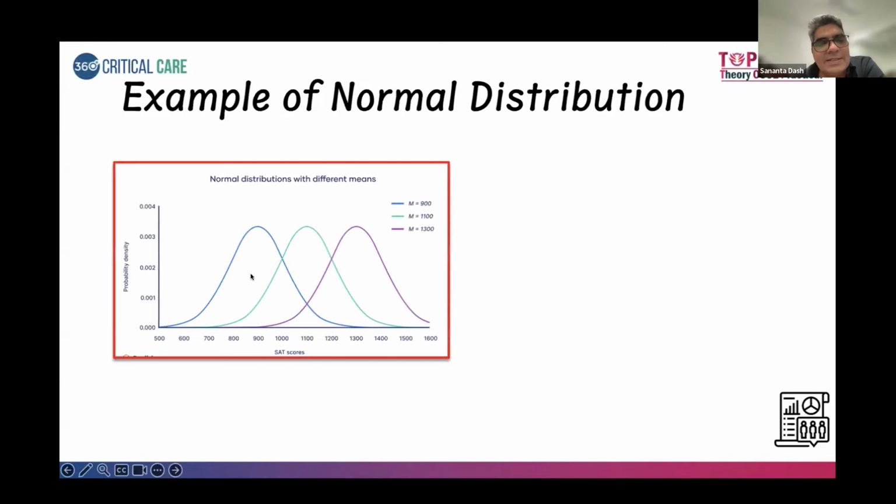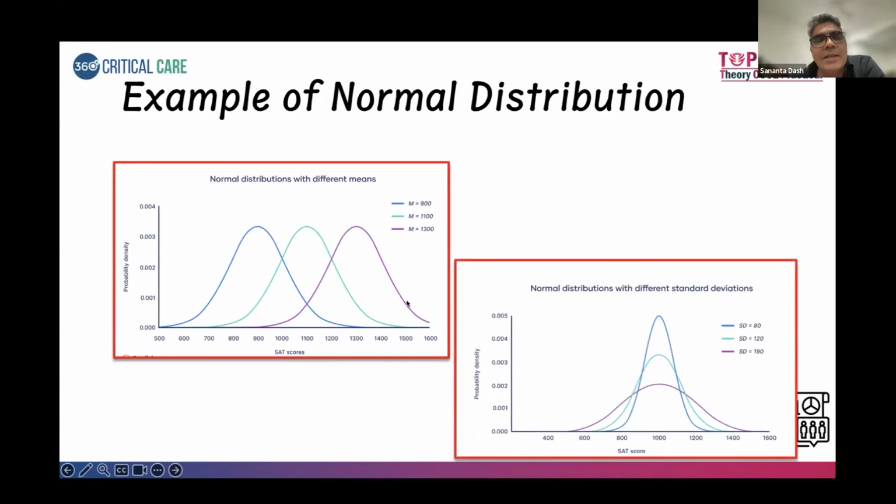So you can see there are 3 data sets, the blue, green, and purple one, where different numbers of patients are there and different SAT scores are represented. They all have normal distribution, but the mean values are different here, because there are 3 different data sets. At the same time, you can have the same mean value. If you take another 3 samples, the first sample, the blue one, has a mean of 1000, the green has the same mean, and the purple has the same mean, but the distributions are different.